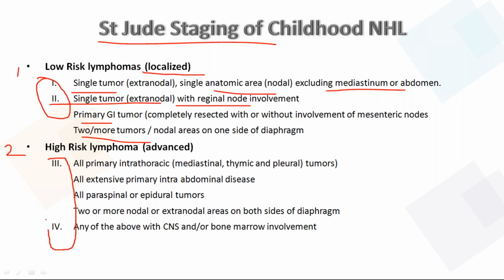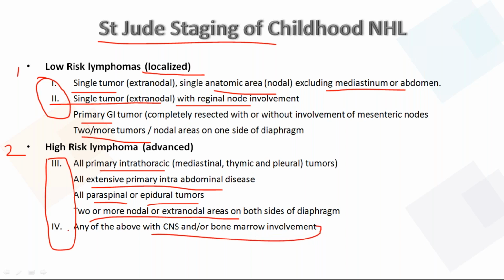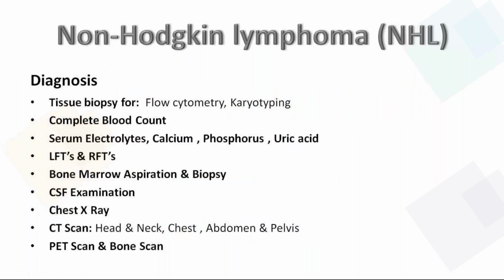Whereas stage 3 and 4 is systemic involvement: primarily intrathoracic, extensive primary intra-abdominal, paraspinal and epidural tumors, 2 or more nodal or extranodal areas, and all these with CNS and bone marrow involvement also makes it a stage 4. So stage 1 and 2 are low risk, stage 3 and 4 are high risk according to St. Jude. If you remember Arbor, that is okay, but if you write St. Jude, you will be given more marks because it's related to the severity. The only low risk is 1 and 2, high risk is 3 and 4. That's all. If you remember that, it is enough.